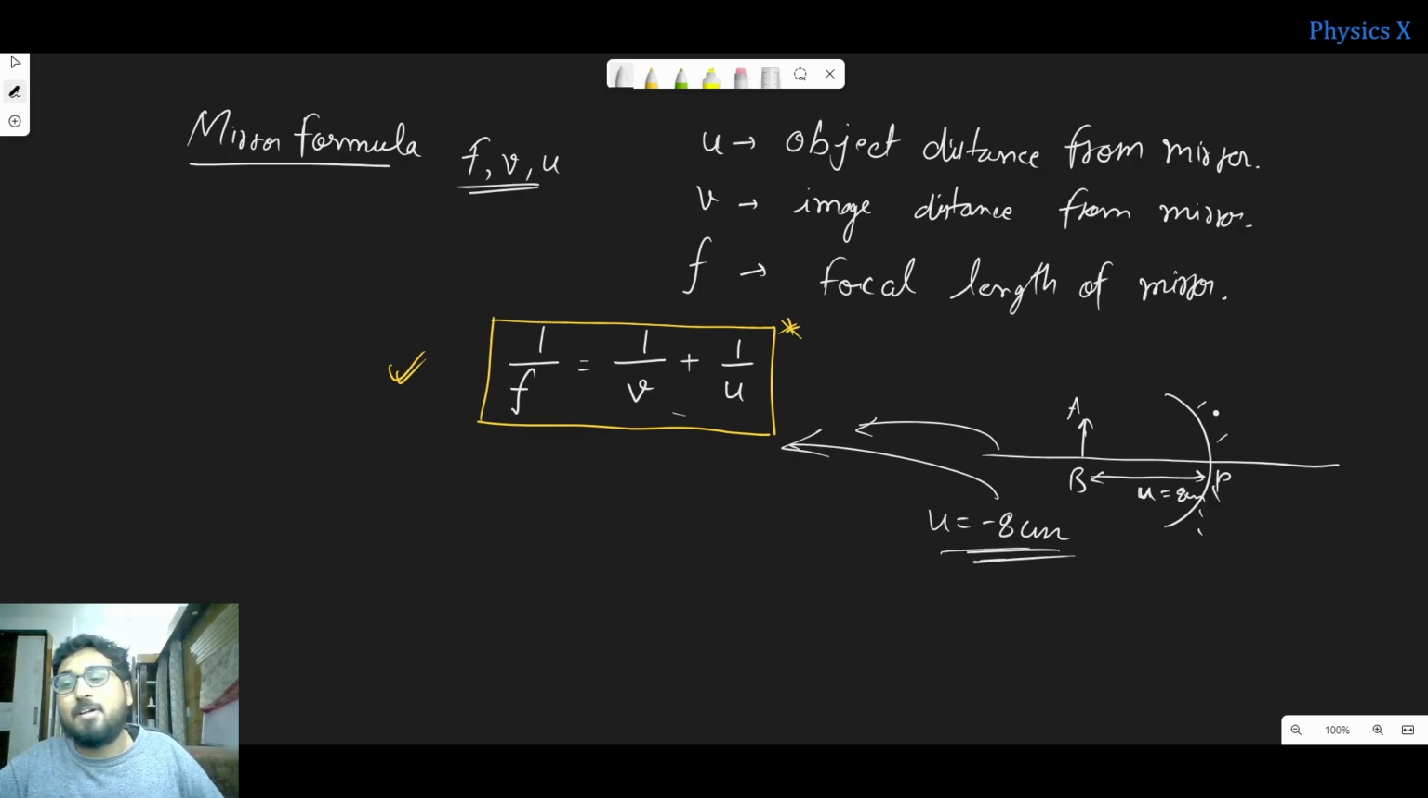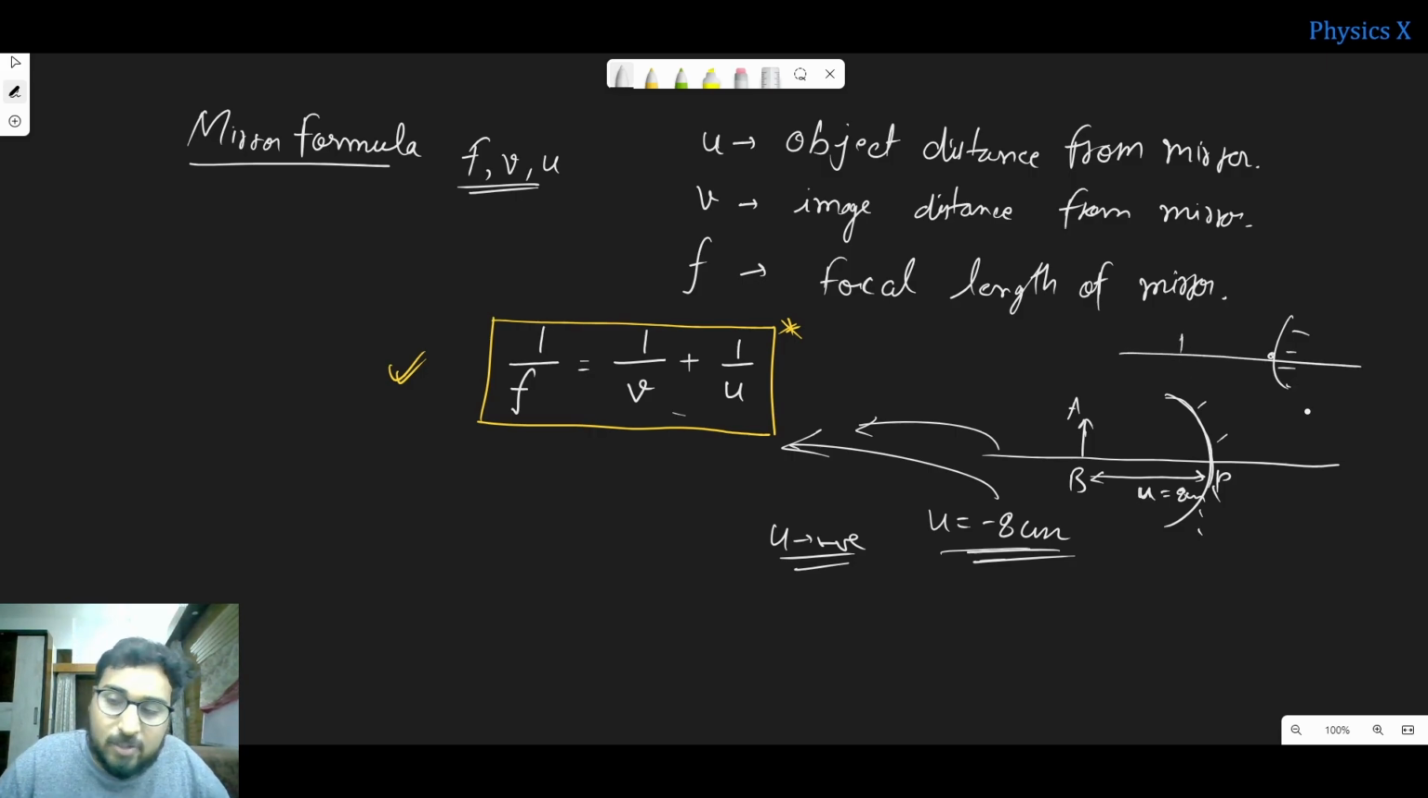So please understand this: always on the reflecting side of the mirror, that is on the left side of the mirror, you will be putting the object. So u will always be negative only. Whether it is a concave mirror or a convex mirror, this is the pole, so you will be putting the object on this side only. Image distance can be positive or negative.